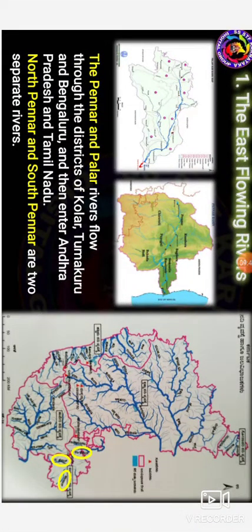And then the Pennar and Palar rivers flow through the districts of Kolar, Tumkur and Bengaluru. Look at this map. I can draw a circle shape around these districts: Kolar, Tumkur, and then Bangalore district side. The yellow-colored shape surrounded is the Pennar and Palar.